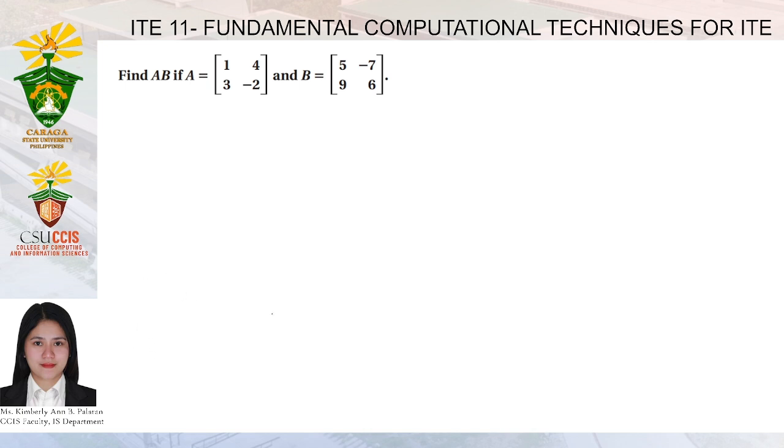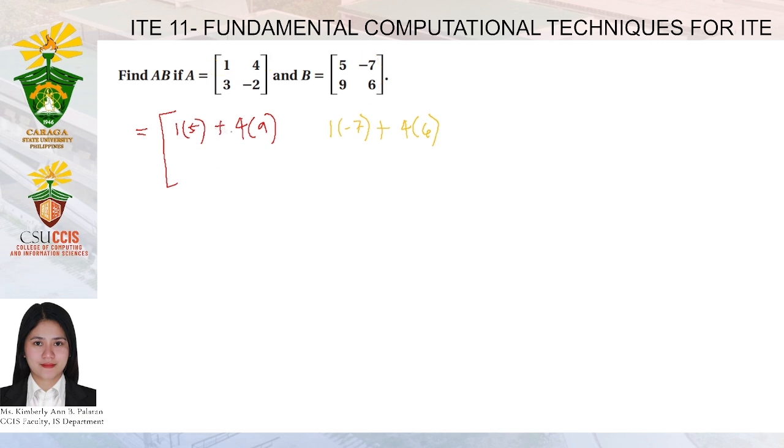So, remember that the first row of A will be multiplied to the first column of B. So this will be the first row of A multiply to the first column of B and then add. So, sama na idagway ana. That would be 1 times 5 plus 4 times 9. Okay. Next, sunod na pod is same ra gyapon nga row, kanina pod nga column. So, that would be 1 times negative 7 plus 4 times 6.